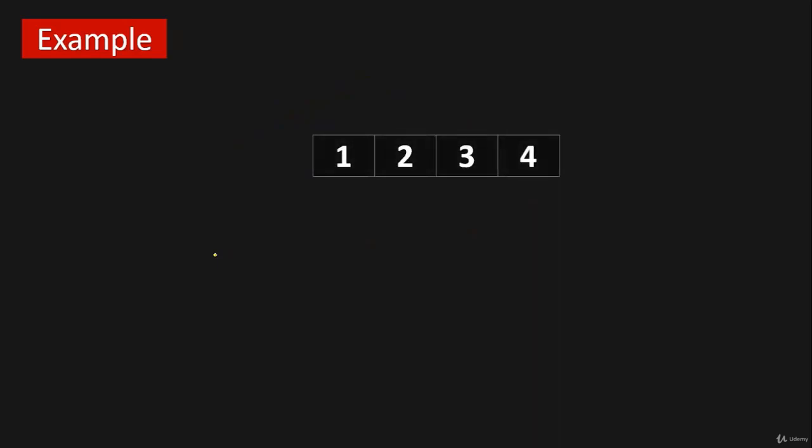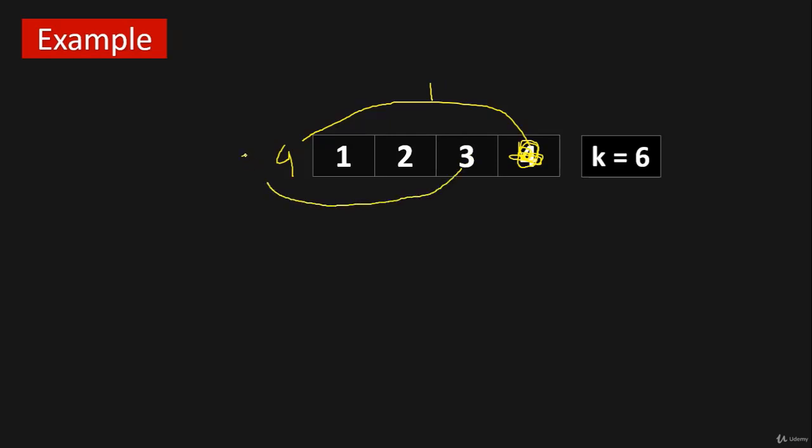If you are given this array and k equals 6, we have to rotate this array by 6 steps. Let's rotate this array by 6 steps. 4, let's move 4 right over here, and let's remove 4. So here 1 step, then let's move 3 right here, and let's remove 3. Here we have done 2 steps, then let's move 2 right here.